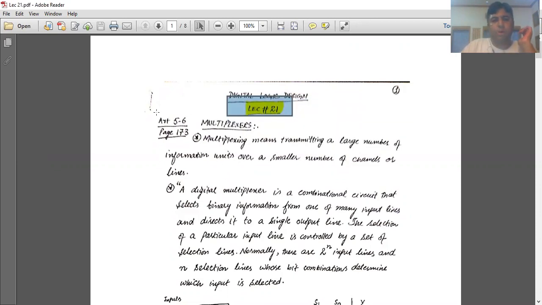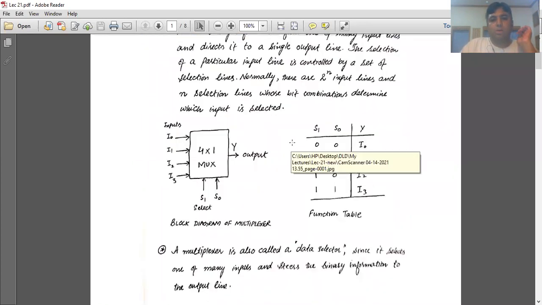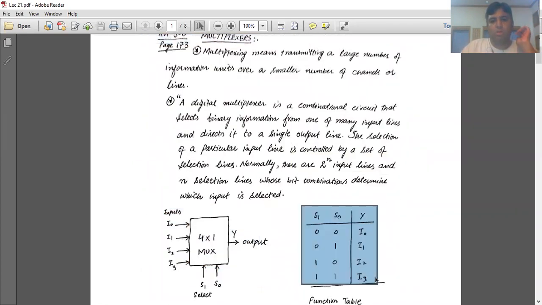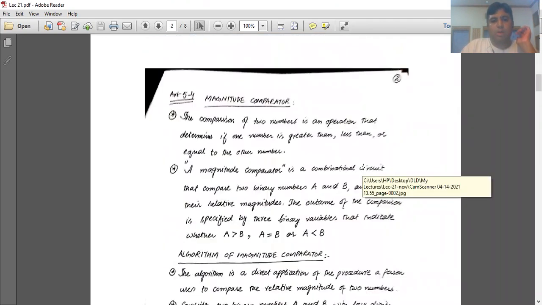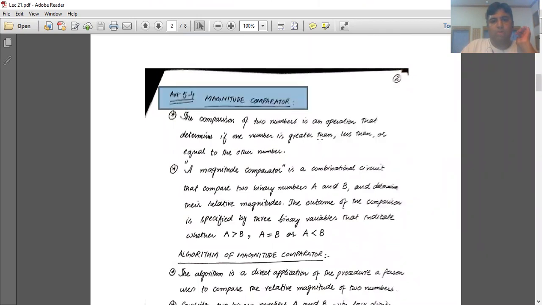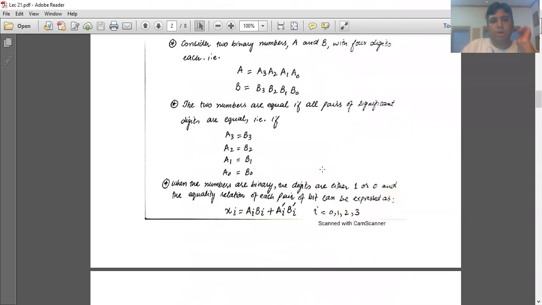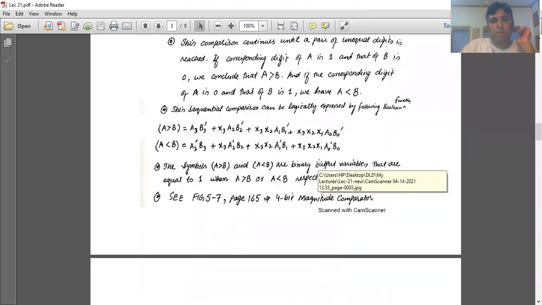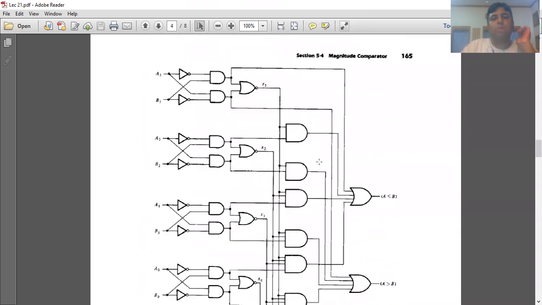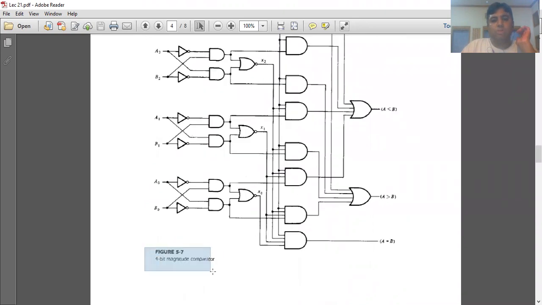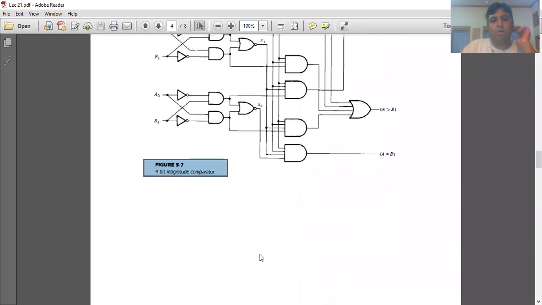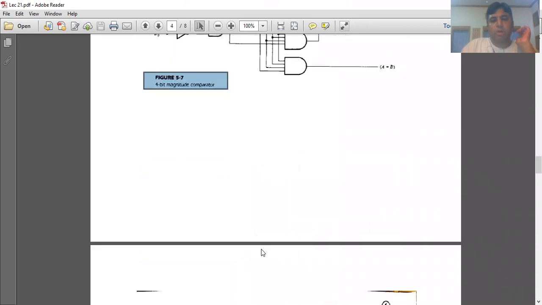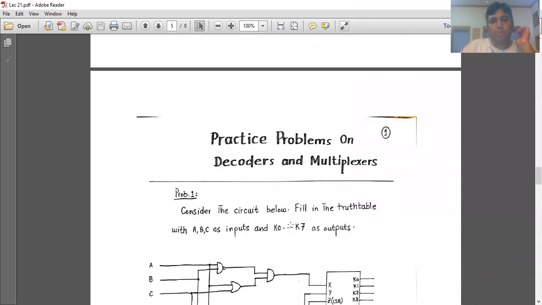First of all, I give you the topics covered in this lecture. We have multiplexer, Article 5.6, and block diagram and truth table of multiplexer and the working of multiplexer. And then we have magnitude comparator, Article 5.4. What is a magnitude comparator, its algorithm and its working, and then the logic diagram of a magnitude comparator, 4-bit magnitude comparator. And then we have practice problems of decoder and multiplexer.